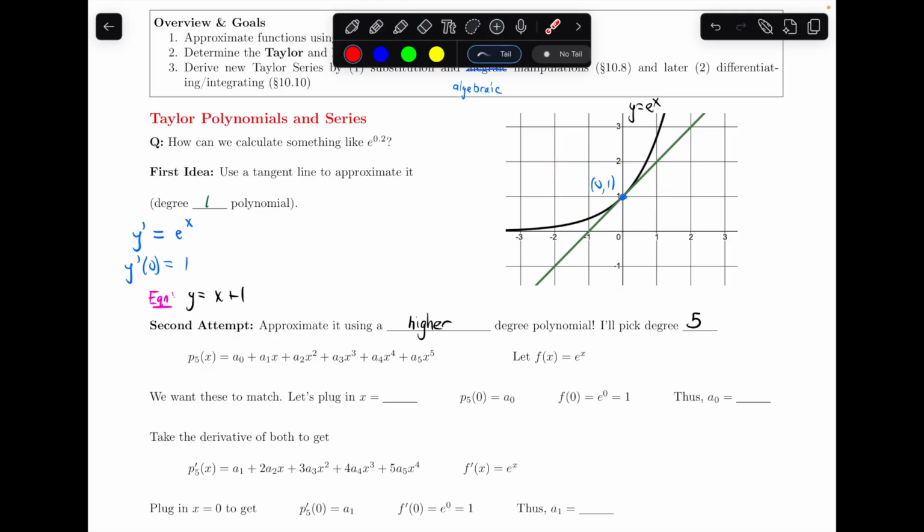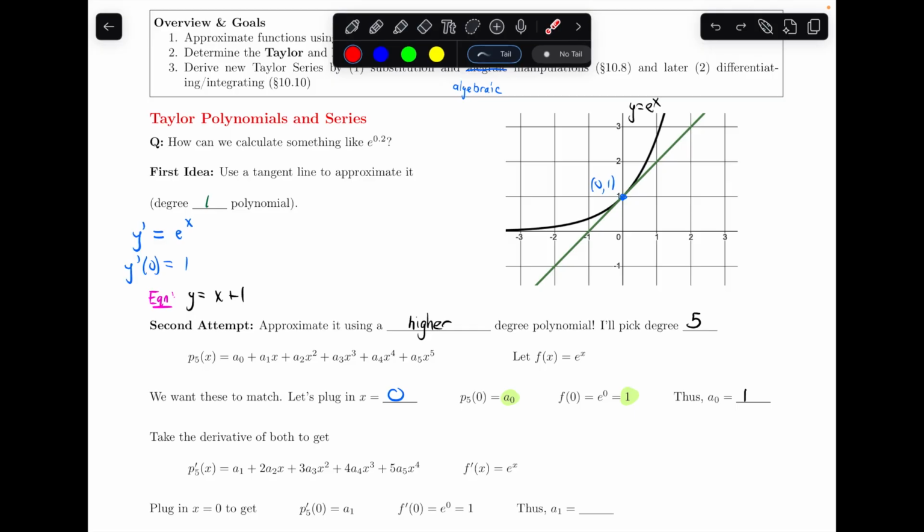I notice that both of them go through this same point, so I want that to happen with this polynomial and e to the x. When I plug in x equals 0, I need the output to be the same. If I plug 0 into my polynomial, most of these terms just become 0, and I'm just left with a naught, this first coefficient. When I plug 0 into e to the x, I'm just left with 1. So those have to be equal: a naught has to be 1. That's guaranteeing that they go through this same initial point.